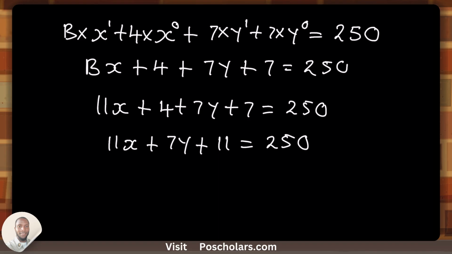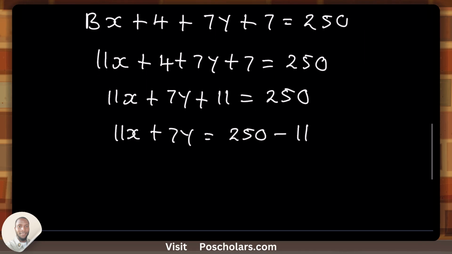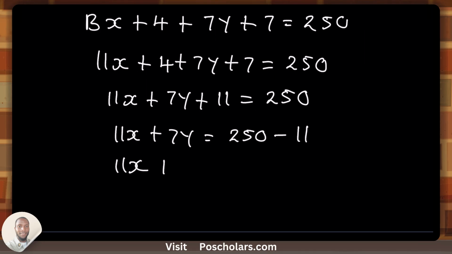Now if you observe, you have a number here and you have another number here. To get rid of this number, you subtract 11 from the left hand side and the right hand side. When you do so, you have 11x plus 7y, since this 11 gets eliminated, equals 250 minus 11. What do you have? 11x plus 7y equals 239. If you check this equation, you see that you can't simplify it further, so you name it equation 4.